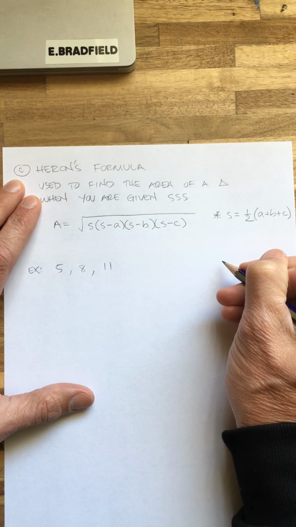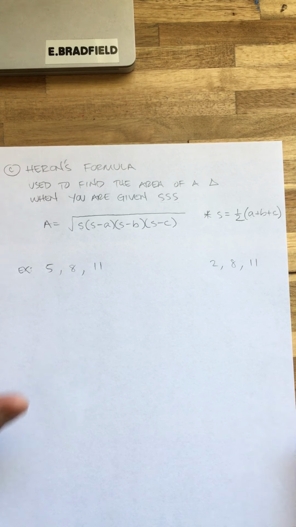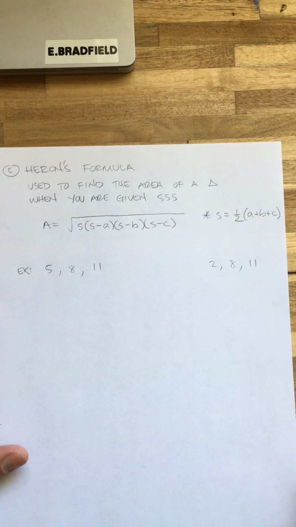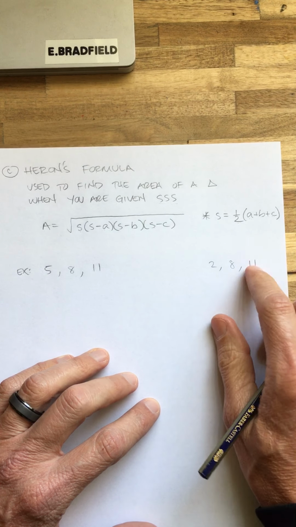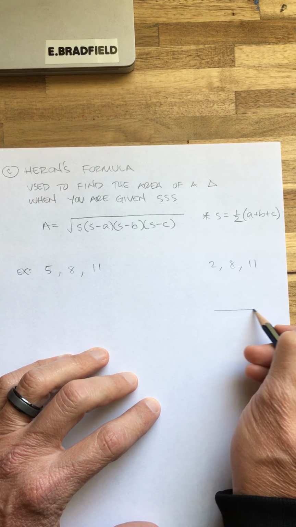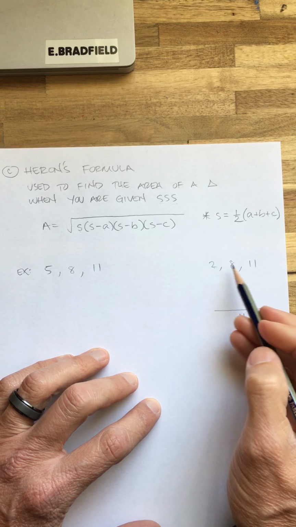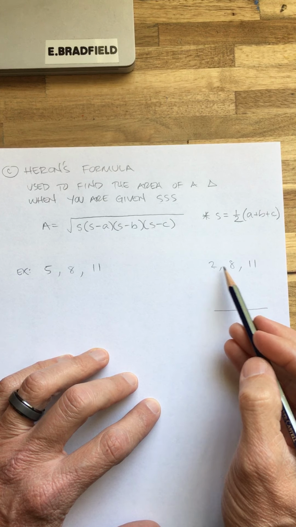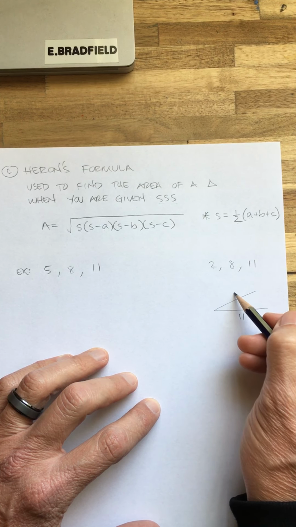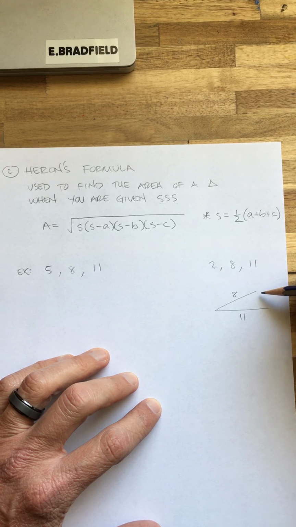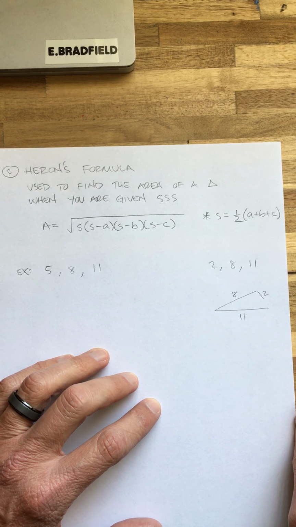What if I gave you something like 2 and 8 and 11, and I said find the area of that triangle? Sometimes you need to be a little careful. Here's why. Let's take this longest side. That's 11, right? And then let's take the other 2 sides. Notice one side is 8. I'll draw a side that's 8. And then I'll draw the other side that's 2. There's a problem here. It's not going to connect. Can anybody see why?